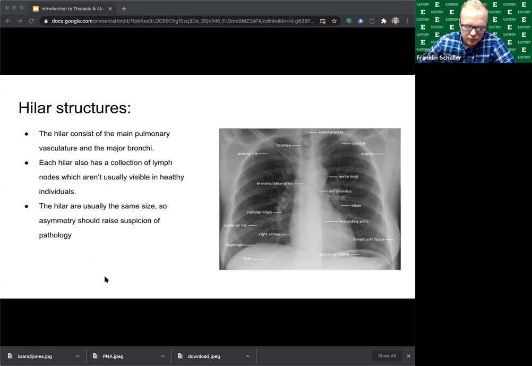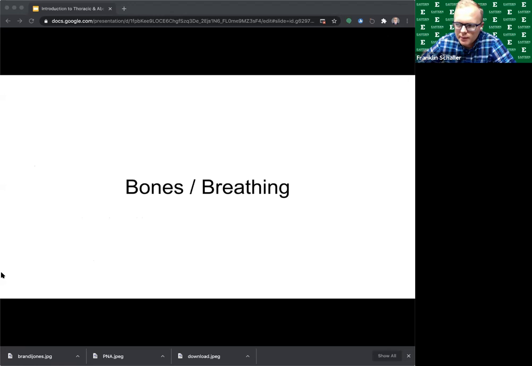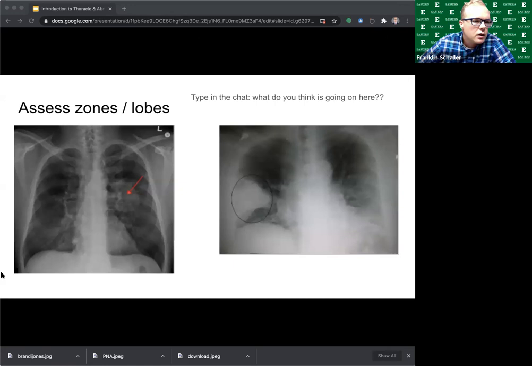All right, we talked about A, let's jump into B, bones and breathing. So check out these images on the left and the right. The image on the left has a red arrow pointing to something that might be abnormal. And then there is an image on the right that has a circle on the right lung. Do me a favor, type in the chat what you think might be going on here when looking at these zones and lobes.